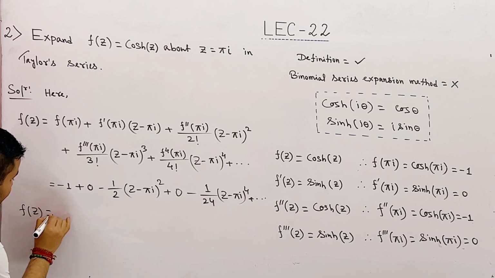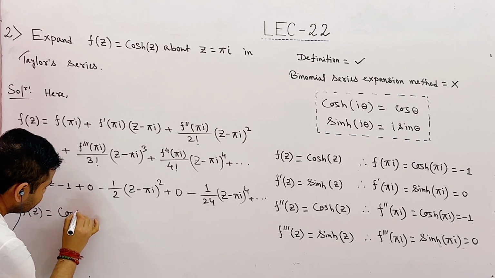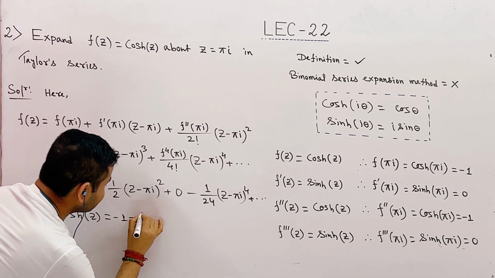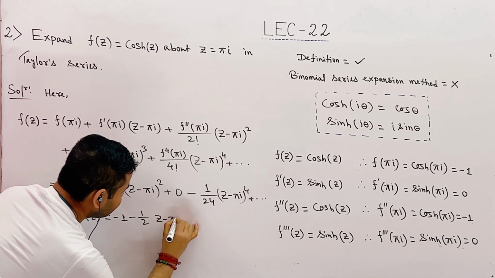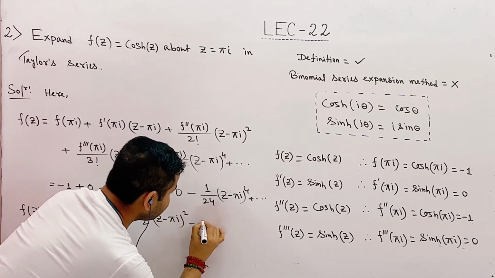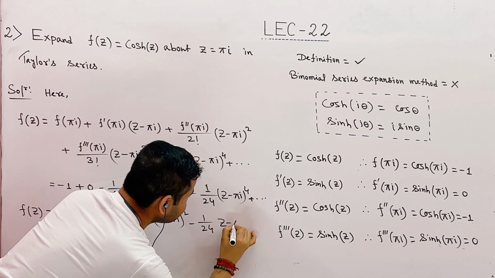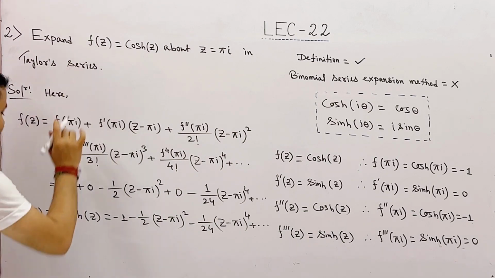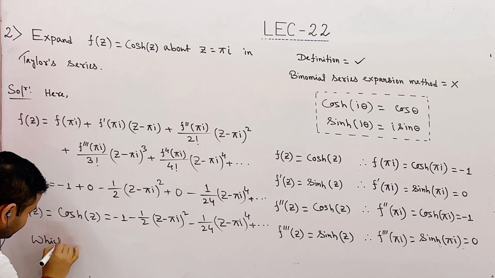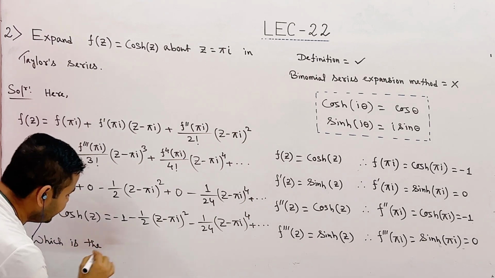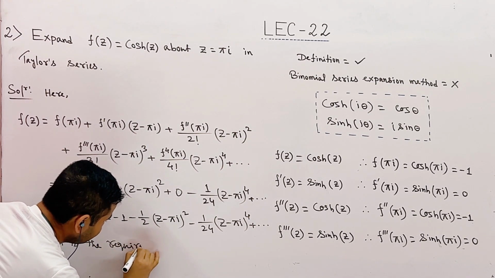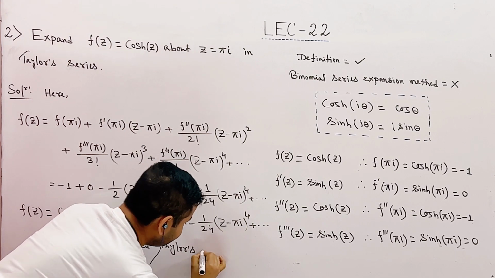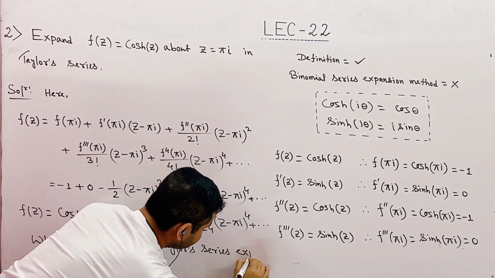So finally we will get f of z is equal to cos hyperbolic z will be equal to minus 1 minus 1 by 2 z minus pi iota whole square minus 1 by 24 z minus pi iota whole to the power 4 plus dot dot dot, which is the required Taylor series expansion.